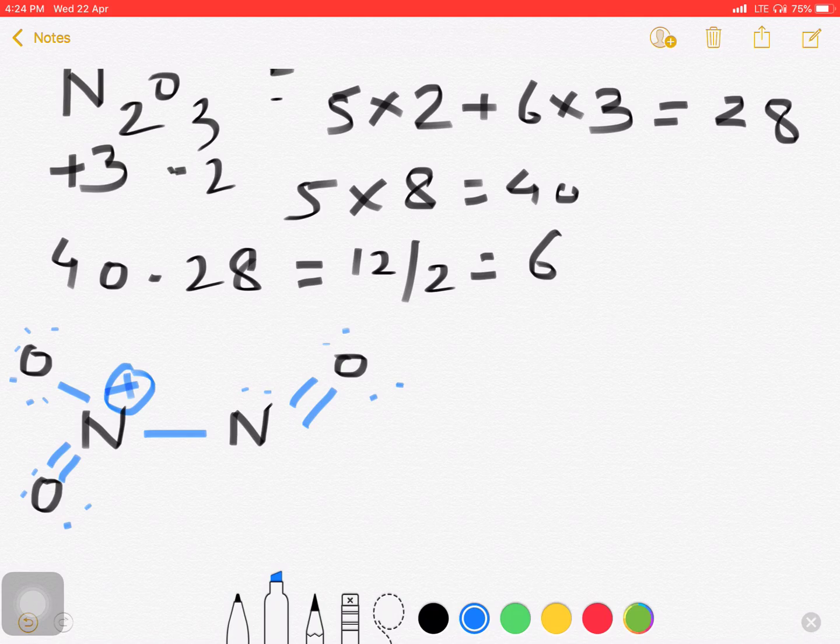Come to that oxygen, it has 3 lone pairs, so 6, and one of the single bonds, 7. So it has one extra. So this acquires a negative charge. And over here, that is stable.